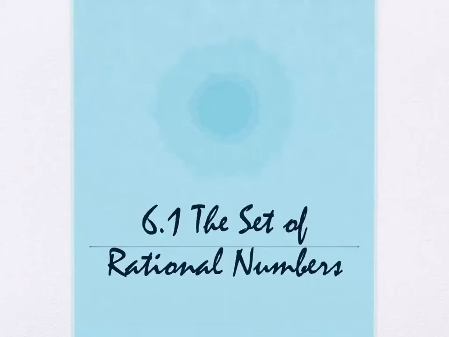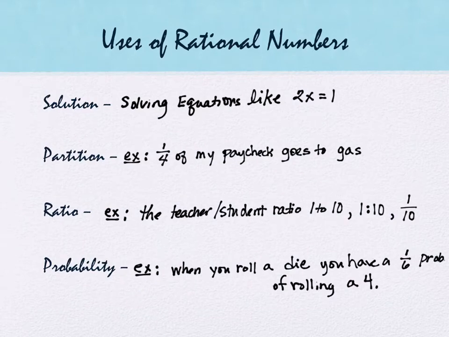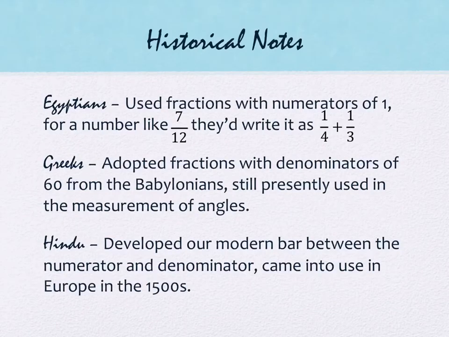Last time we started section 6.1, talking about the set of rational numbers. In particular, the image we want to have in mind is fractions, where you can write the numerator and the denominator as integers. Those are rational numbers. And we're going to start today with historical notes.